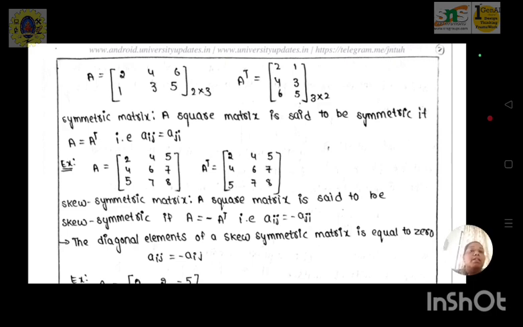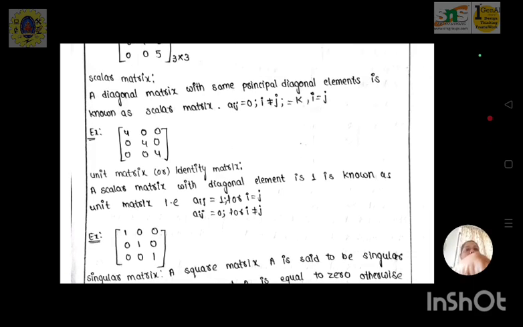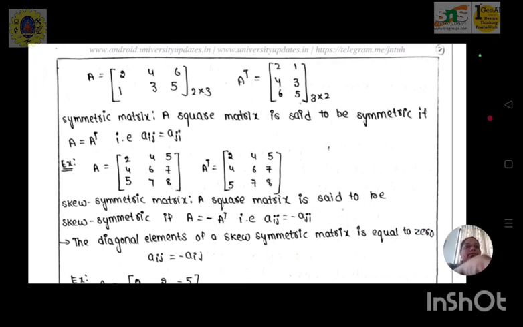Here see the example. We are having A equal to 2 4 5, 4 6 7, 5 7 8. So the value of A transpose will be the same: 2 4 5, 4 6 7 and 5 7 8. So this matrix is called a symmetric matrix.